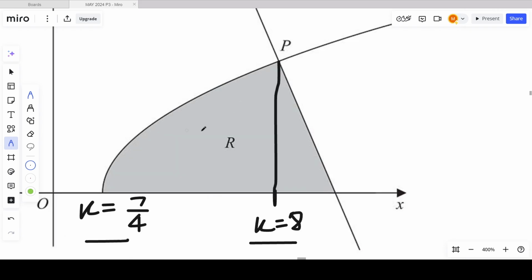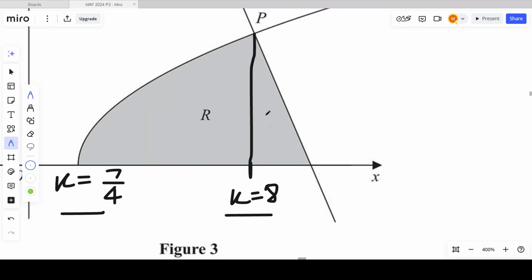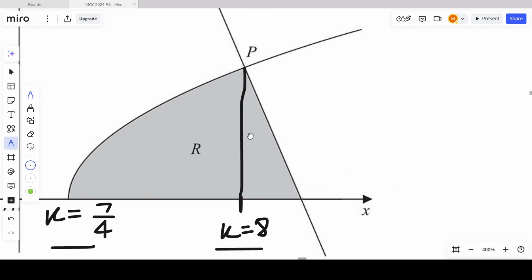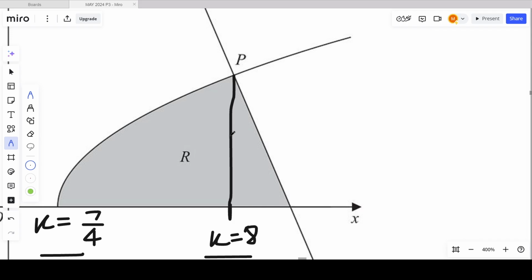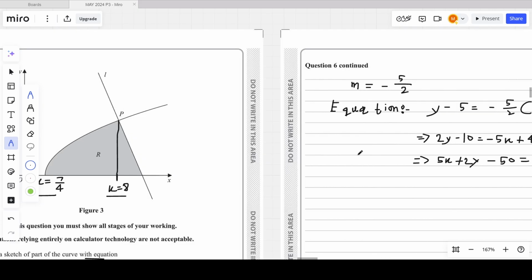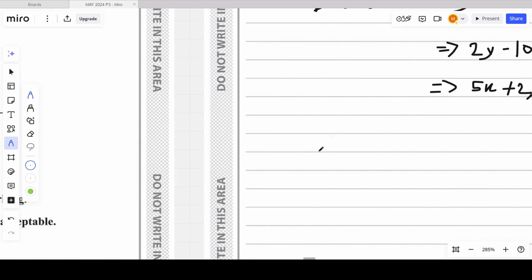This region only. So the remaining is which part? This part. Now you can see that this part is basically a triangle that is between the line L and the x-axis and the line x equals 8. So then we can easily find out the area of this triangle separately. So let us first find out the area under the curve C.